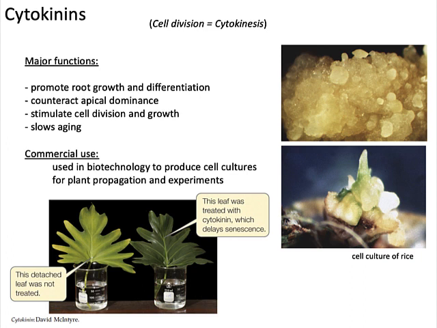It also is important that cytokinins are used for root growth and root cell differentiation. Cytokinins counteract apical dominance, and in some cases they also slow aging. Cytokinins may be used commercially. For example, in biotechnology, cytokinins are used to produce cell cultures for plant propagations and experiments.